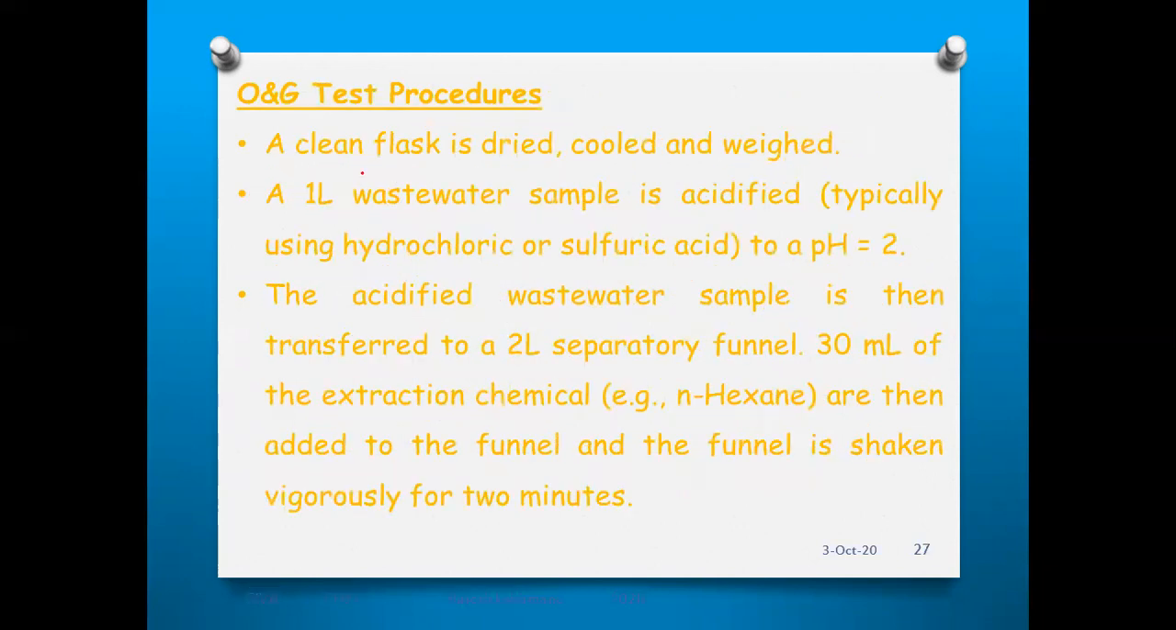Then what are the tests to be done? A clean flask is dried, cooled and weighed. A 1 liter wastewater sample is acidified to the required pH value. The acidified wastewater sample is then transferred to a 2 liter separatory funnel, and the extraction chemical is added to the funnel, and the funnel is shaken vigorously for 2 minutes. So this is the procedure for doing the O and G test.